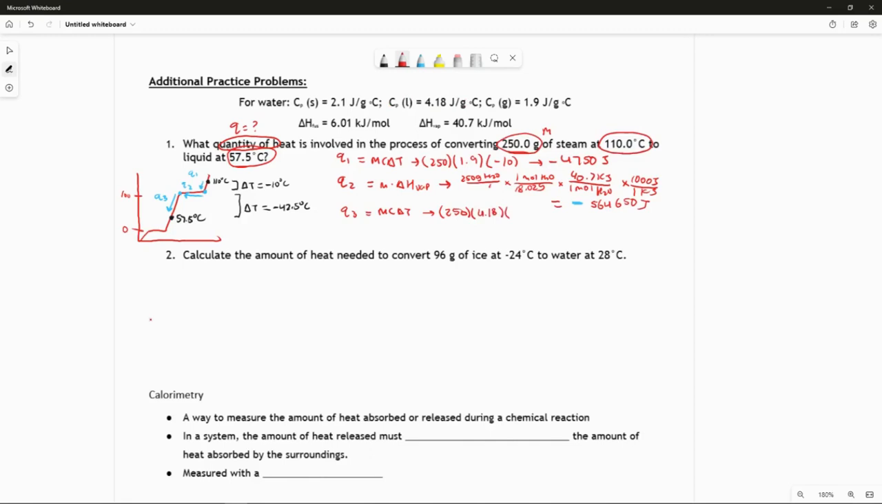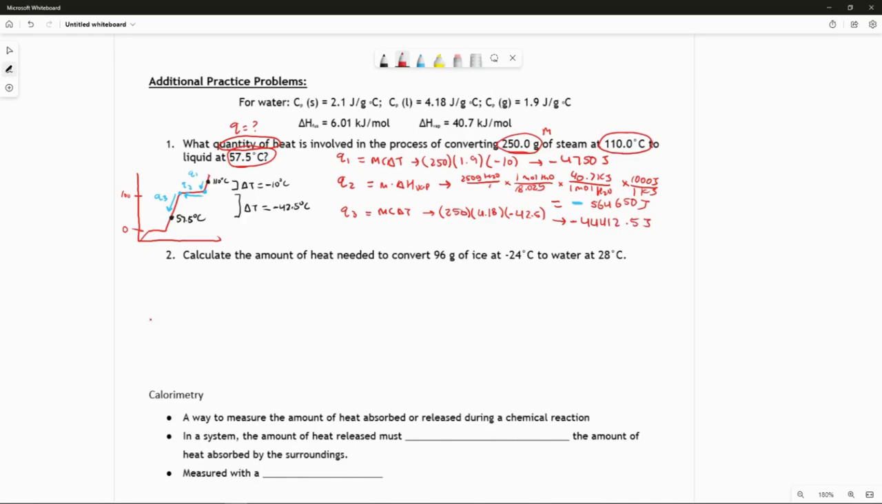Then we calculated our delta T earlier, and we have to use this one because it corresponds with this part here. We have to put a negative 42.5 degrees Celsius in. All we do is multiply all of that across, and we end up with negative 444,412.5 joules.